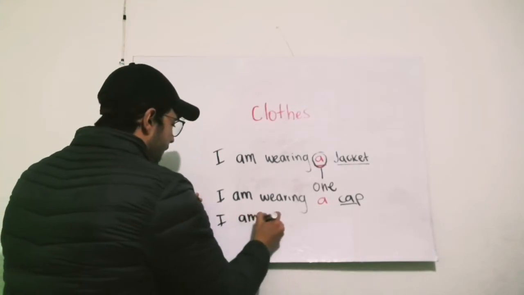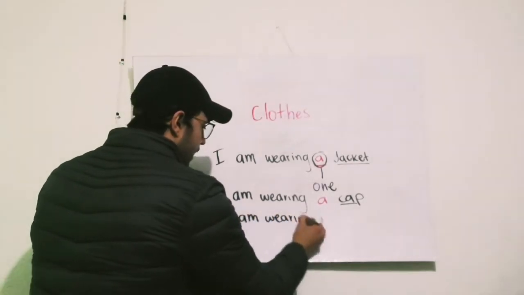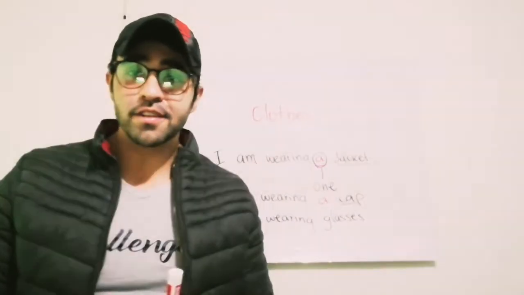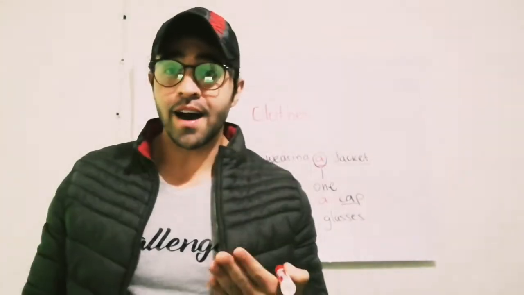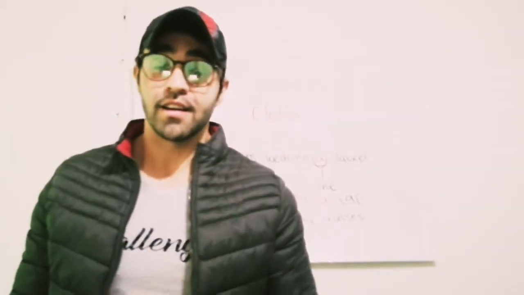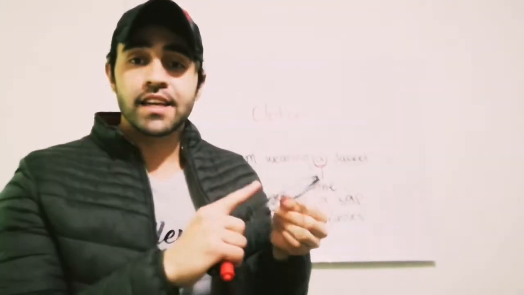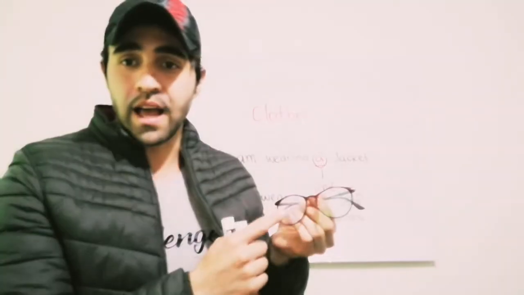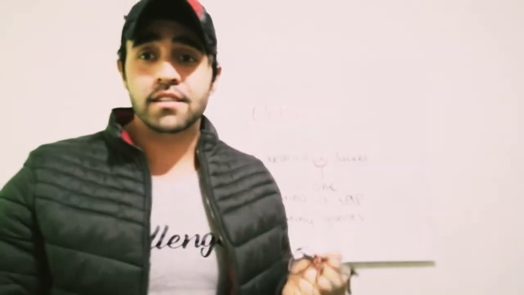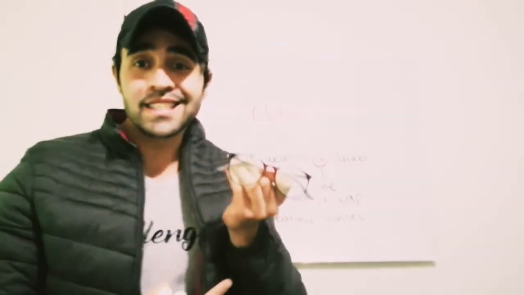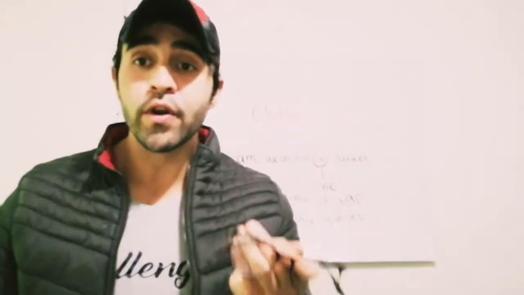I am wearing glasses. Now you say, teacher, what happened to the article a? Remember, I told you that when you say a, it represents one, singular. But in this case, when you're talking about glasses in English, they represent a plural object, because it is supposed that it is two. So in this case, it's not possible to say I'm wearing a glasses. It's not possible, because in English, glasses is a plural noun.